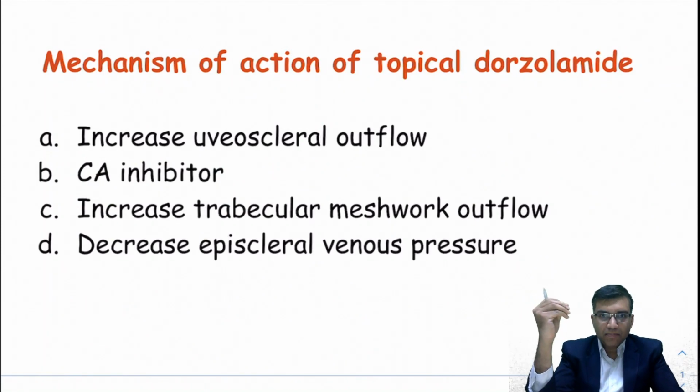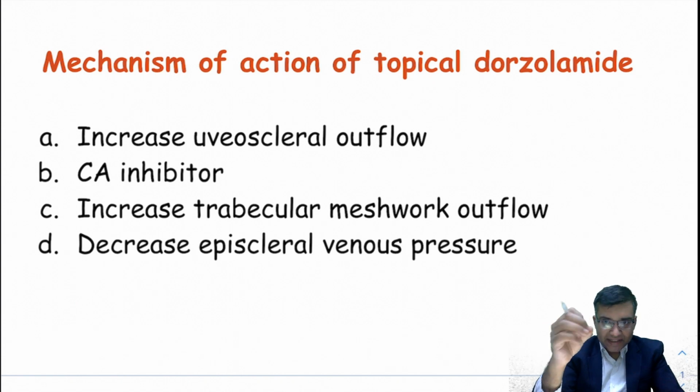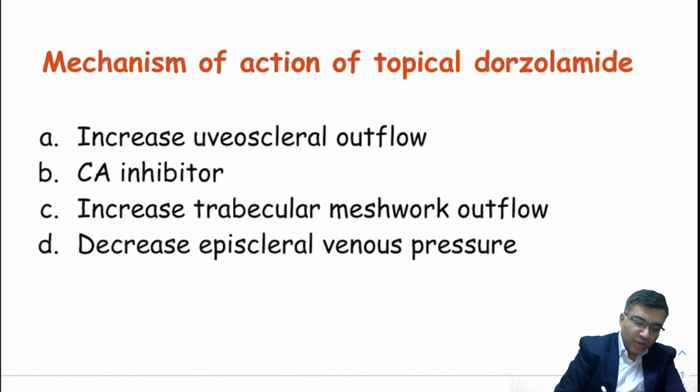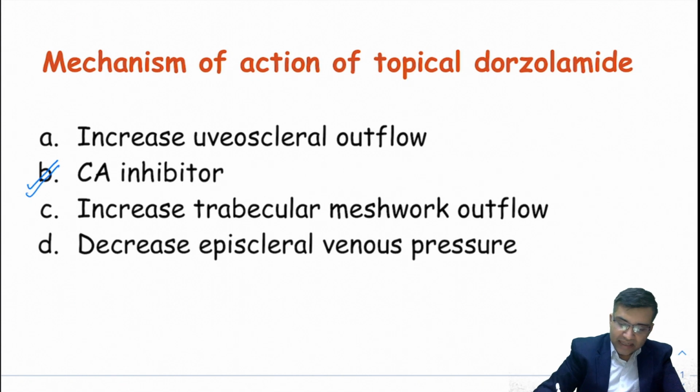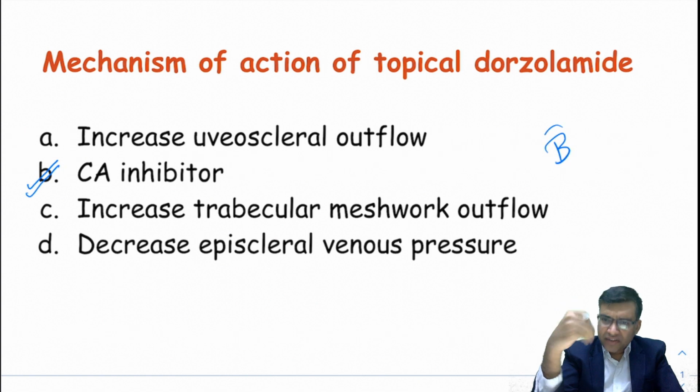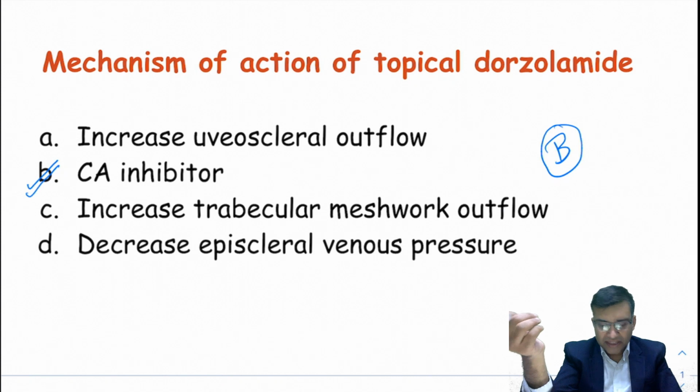So the next question was the mechanism of action of topical dorzolamide. We know dorzolamide and brinzolamide are very important drugs in the treatment and management of open angle glaucoma and ocular hypertension. Very important to note here is that dorzolamide as well as brinzolamide are carbonic anhydrase inhibitors. So the answer here would be B, that is carbonic anhydrase inhibitors. Now, in very short, let's learn about the various pathways of various anti-glaucoma medications.